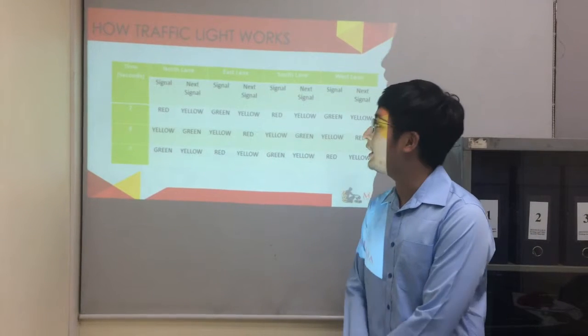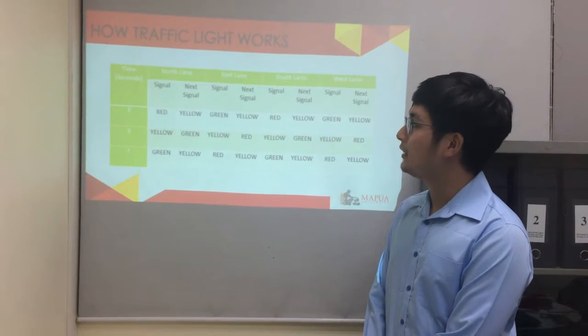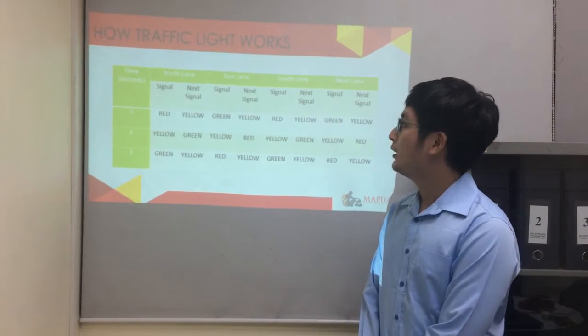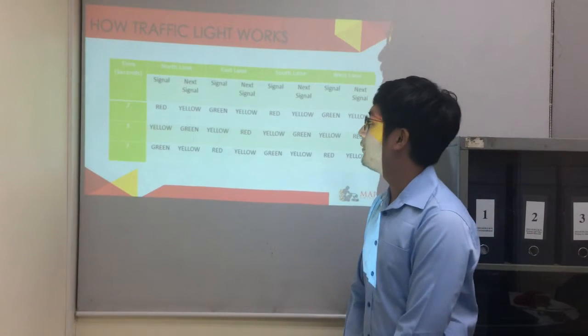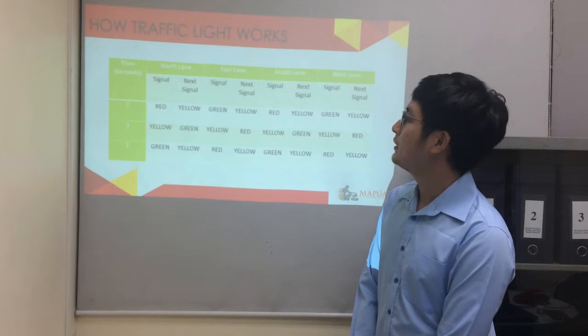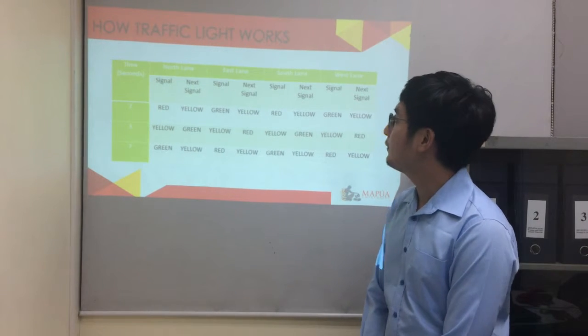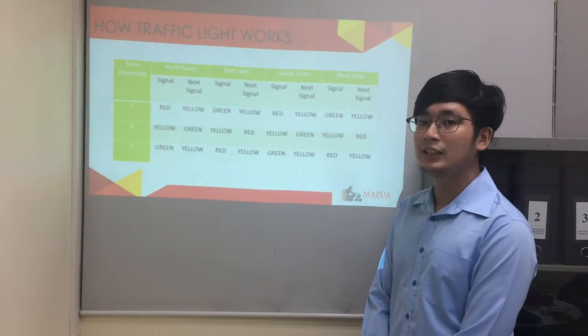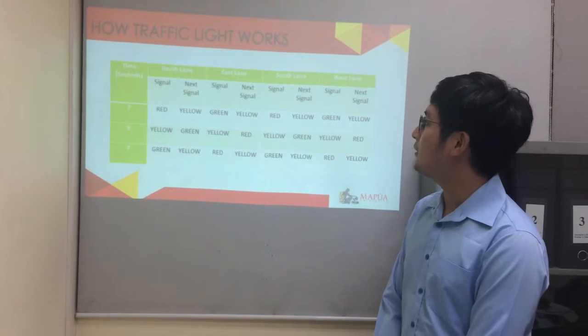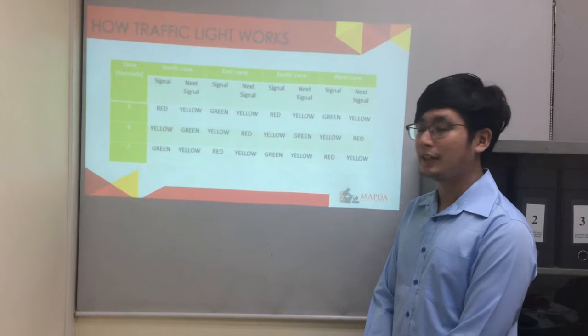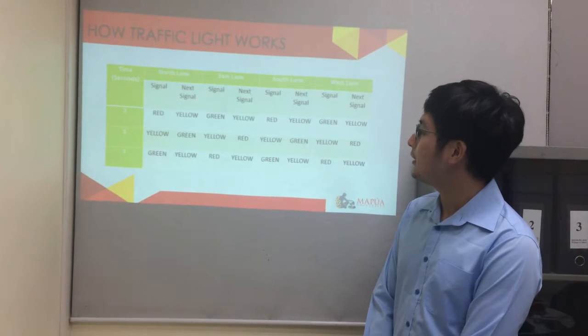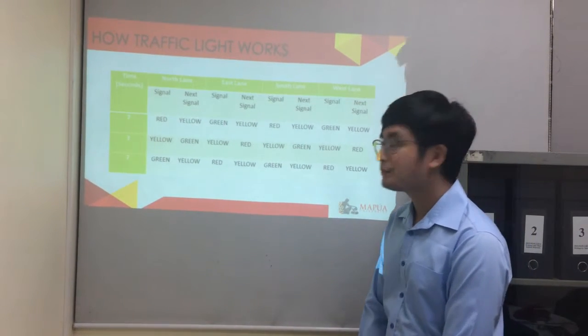For the north lane, if the first signal is red, the next signal is yellow. If the first signal is yellow, the next signal is green. If the first signal is green, the next signal is yellow. Then for the east lane, if the first signal is green, the next signal is yellow. If the signal is yellow, the next signal is red. If the first signal is red, the next signal is yellow.